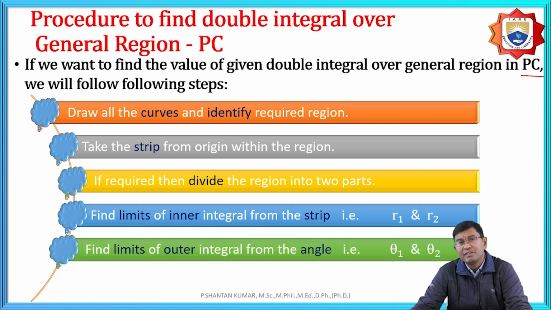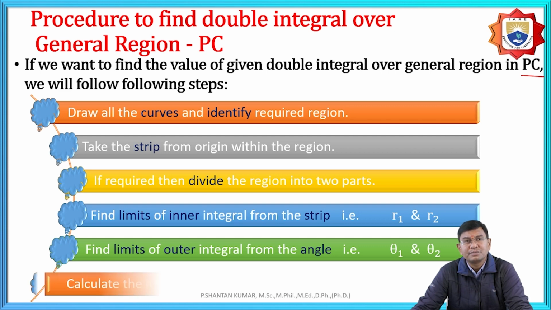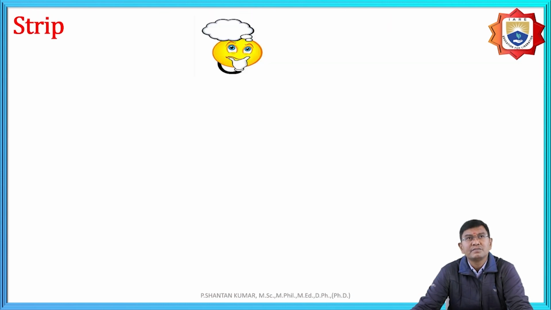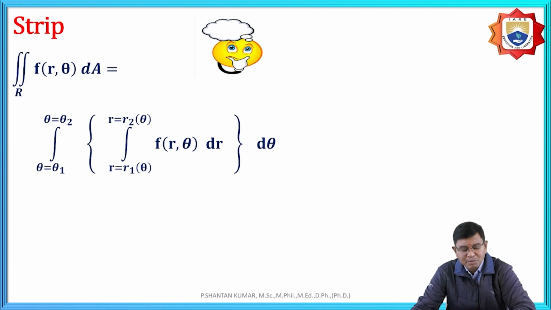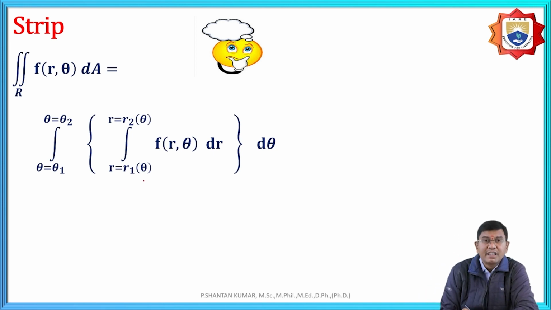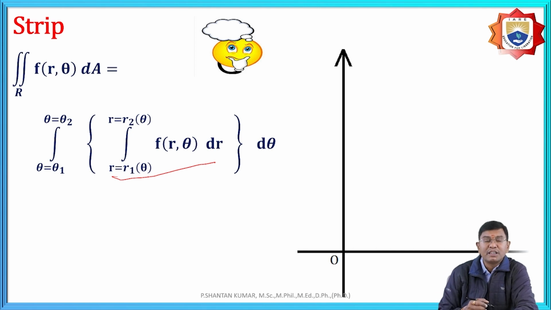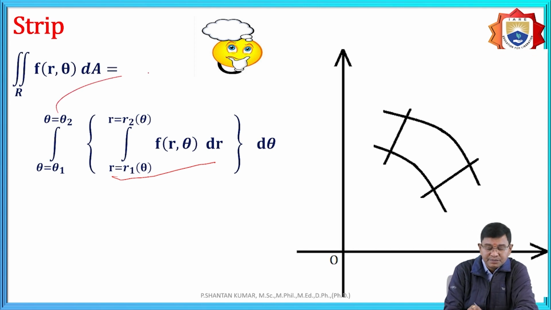After that, we need to find theta 1 and theta 2, the angle between them, that is, theta 1 to theta 2. After finding all the limits, we calculate the double integral. For example, when the limits are given in polar coordinates in terms of theta, we integrate with respect to r first, that is dr, and then with respect to theta.